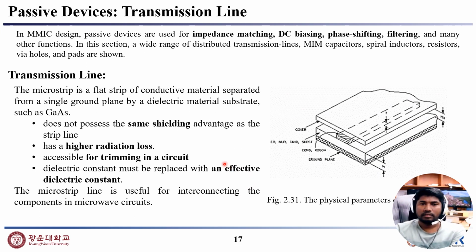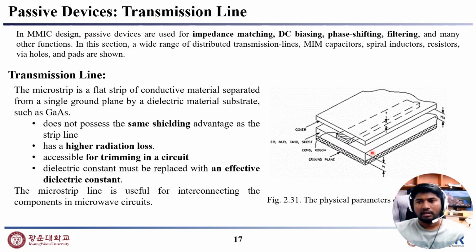Passive device. So in MMIC design, passive devices are used for impedance matching, DC biasing, phase shifting, filtering, and many other functions. So a wide range of distributed transmission line, MIM, that is metal insulator metal capacitor, spiral inductor, and resistor, via hole, and pads are shown. First, transmission line.